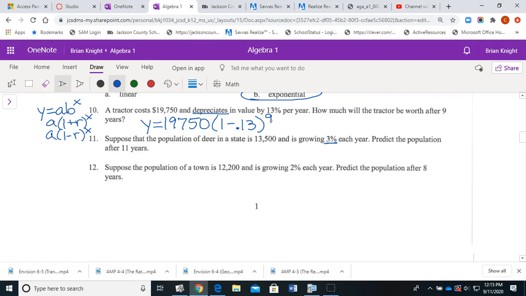That's okay. The answer sheet doesn't even have y equals. So you just stick this in your calculator. Hopefully, you got 5,639.50. Yes, that's right. So that's how much the tractor would be worth after 9 years.